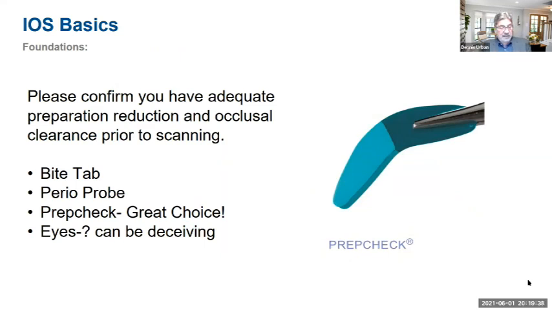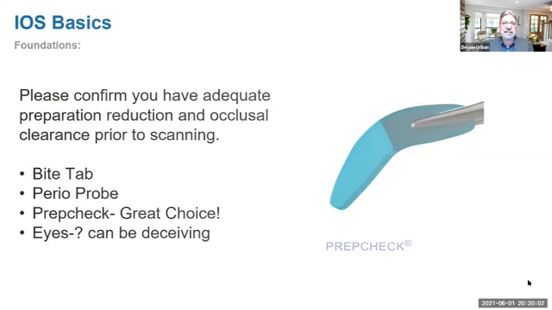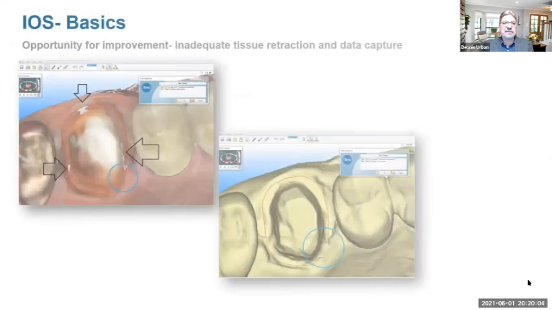And also you want to make sure you have adequate preparation reduction and occlusal clearance prior to scanning. I can't tell you how many times we get scans or even regular impressions in a laboratory and the bite is so close. As a doctor, can we reduce the opposing? But you don't have to worry about that if you're able to have some more clearance. So just make sure you have that clearance. There's something called Prep Check that you can utilize, and there's a lot of different choices where you can utilize different gauges for this. So that's really important, to have that clearance.